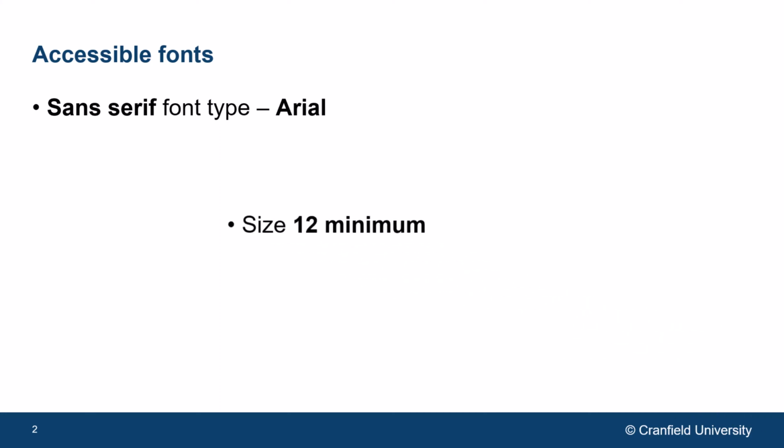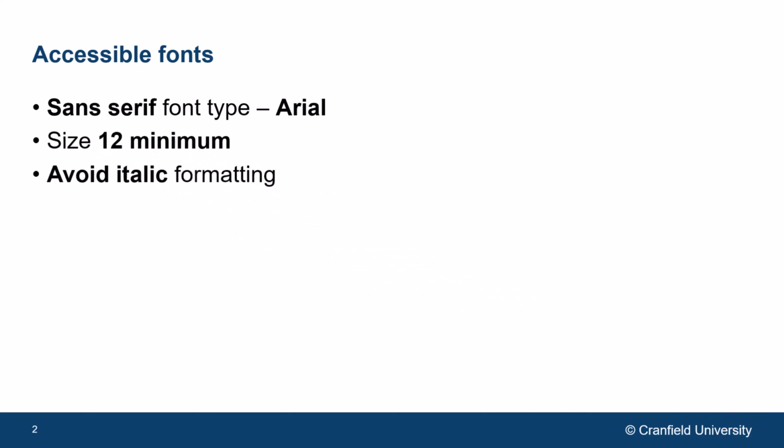The next setting to adjust in Outlook is the font. This can be set for all outgoing emails, including replies. To write accessible emails, it is recommended that the font type should be sans serif, such as Arial. The minimum font size should be 12, and italic formatting should always be avoided.